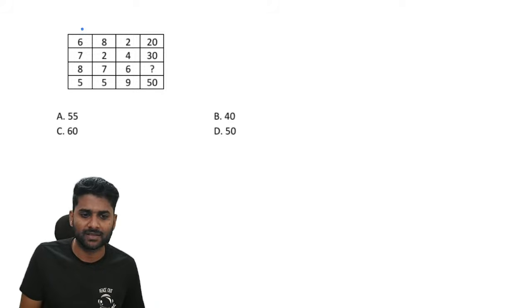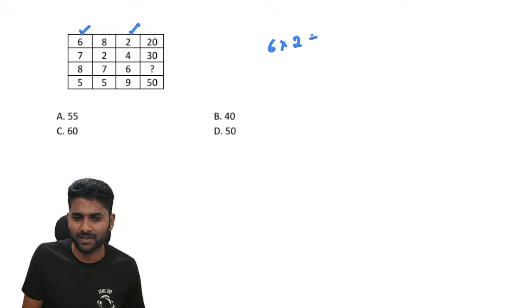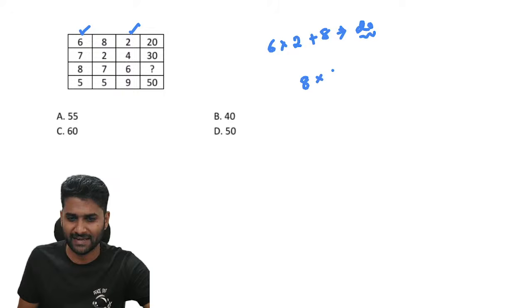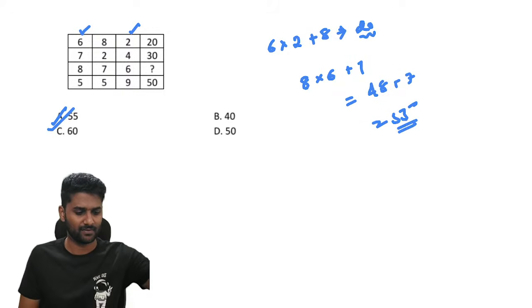It's very good, Anna. Here the result is all about 6 into 2 plus 8. 6 into 2 plus 8 is equal to 20. In the same way, 7 into 4, 28 plus 2 is equal to 30. In the same way, if you want to answer this question, 8 into 6 plus 7. So 48 plus 7 is equal to 55. Very good.